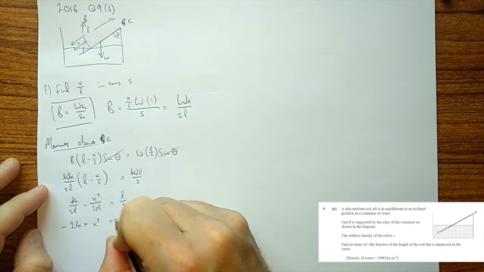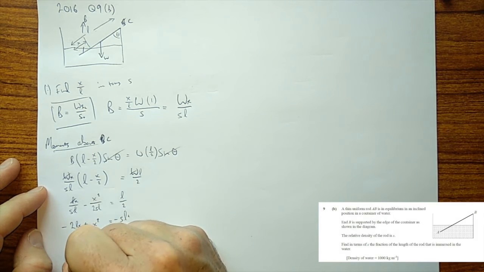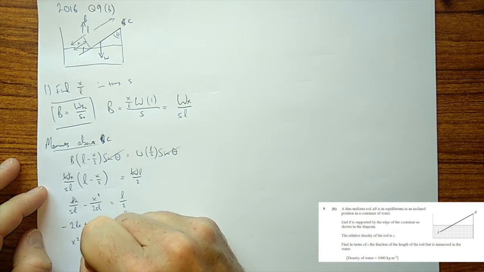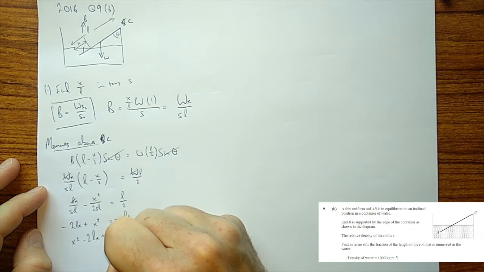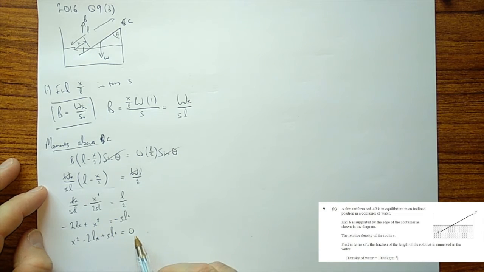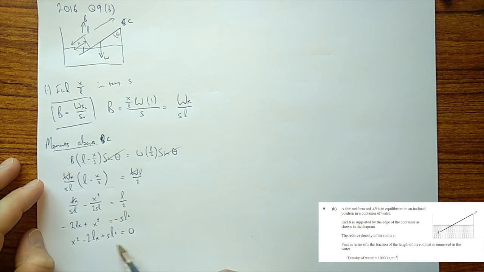I like my plus x squared, so change all the signs here. We have room for another line here. Let's line that up. X squared minus 2lx plus SL squared equals 0. That's my little quadratic. Okay, now if we look at this closely, we realize that we are going to get a nice little kind of thing where we solve x in terms of L, and we're looking for x over L, so we should be able to sort it out.